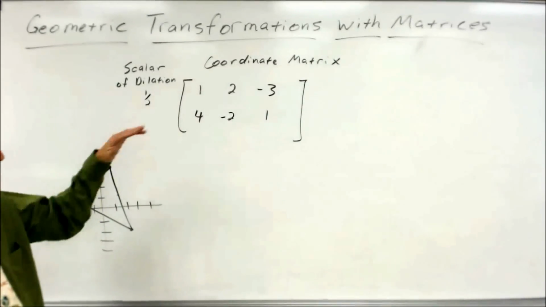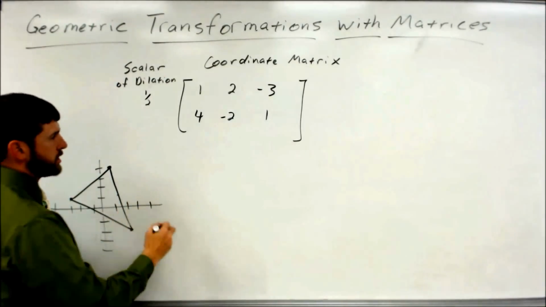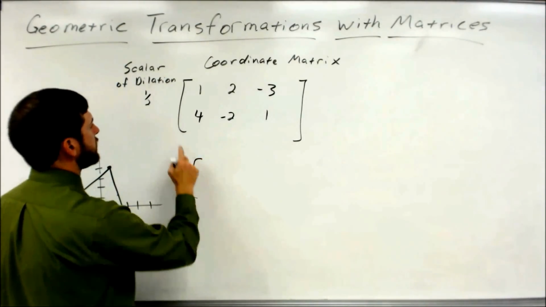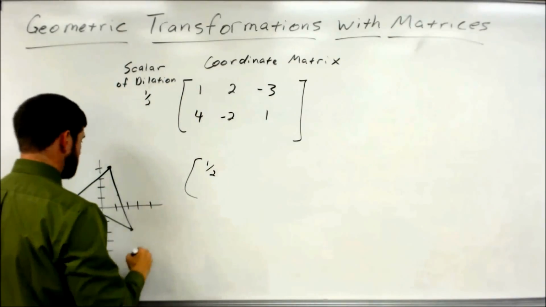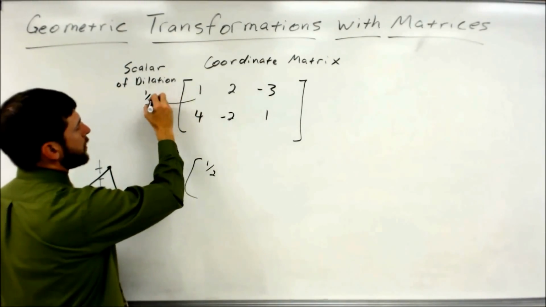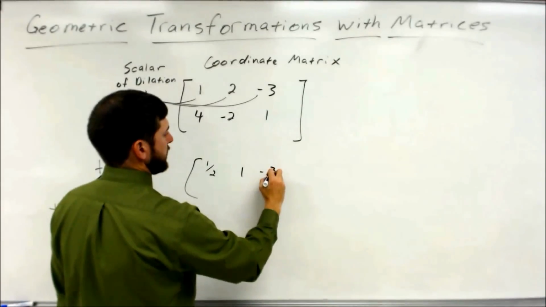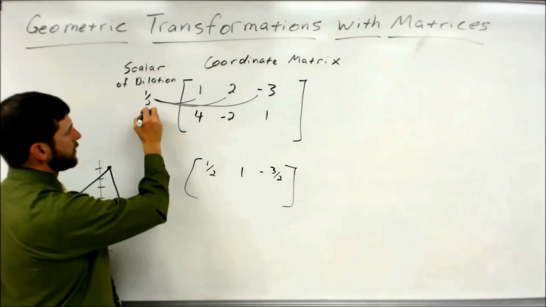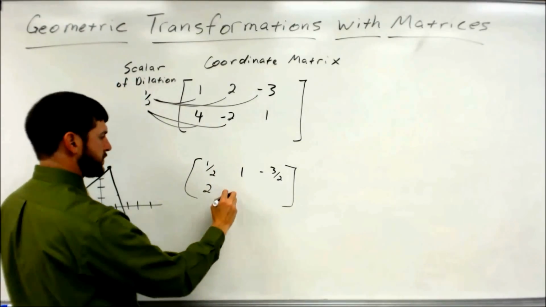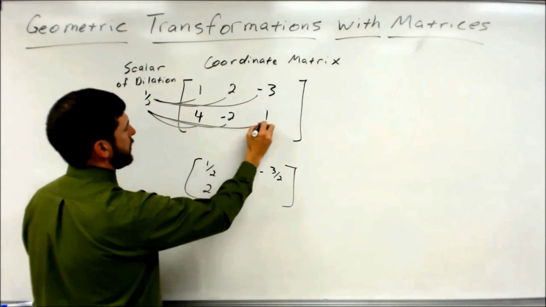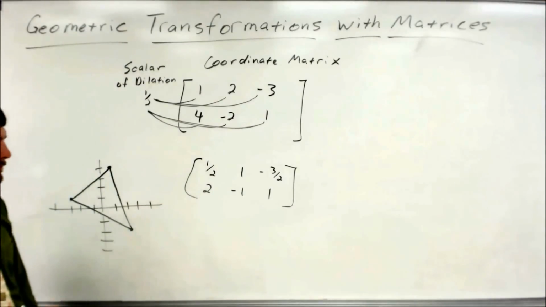So it's pretty straightforward. You're just going to distribute your scalar like we did with our scalar multiplication. So we get 1/2 times 1 is 1/2. 1/2 times 2 is 1. 1/2 times -3 is -3/2. 1/2 of 4 is 2. 1/2 of -2 is -1. And 1/2 of 1 is going to be 1.